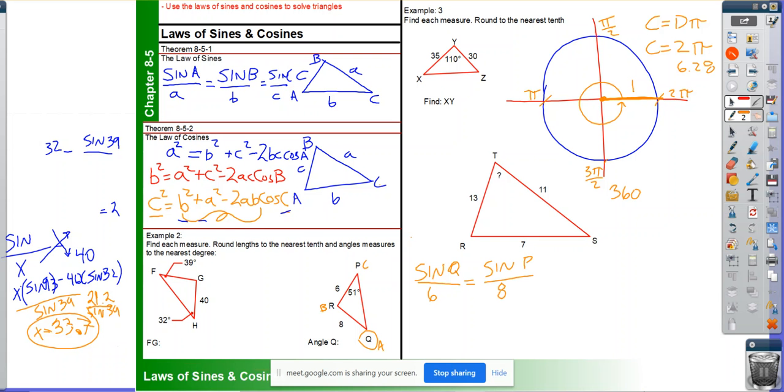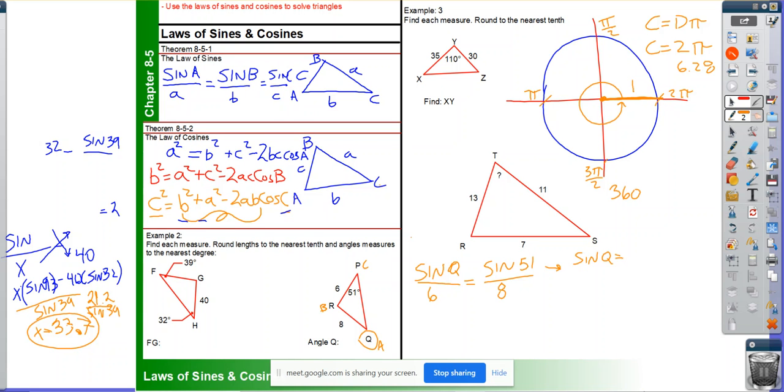Okay. And do we know one of these angle measurements? Yes, P. Okay. All right. So in this case, it would probably make a little more sense to just do the sine of 51 divided by 8, multiply by 6, right? So sine of 51 divided by 8. Then multiply it by 6.